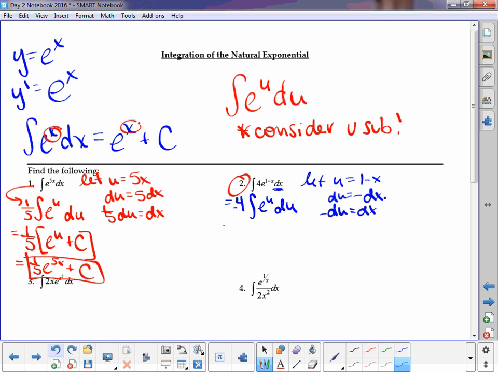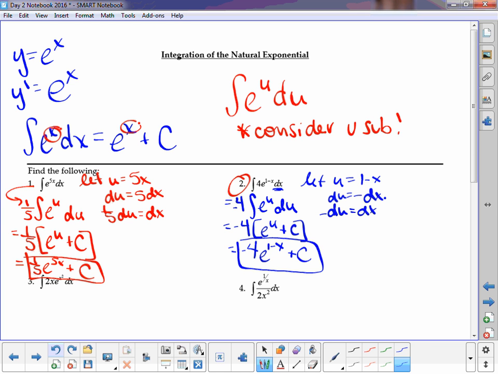Then we go and integrate. So negative 4 times the antiderivative of e to the u, e to the u, plus c. Once again, you can go ahead and just jump straight to your answer: negative 4 e to the 1 minus x plus c. Don't forget to put your x back in there. Questions with that? Not too bad, right? Just going backwards of what we did before.